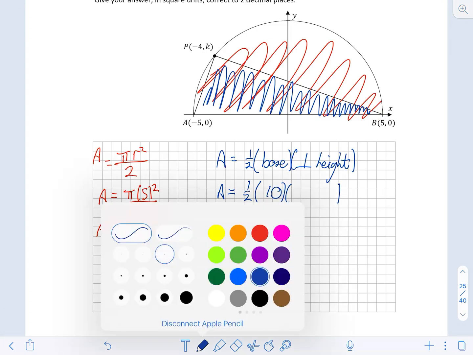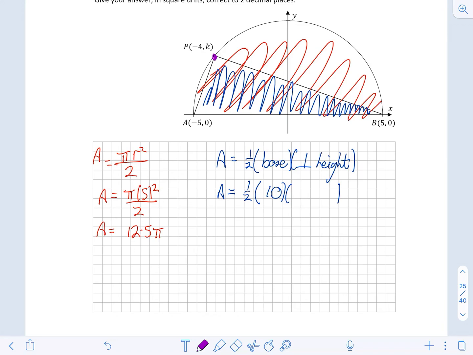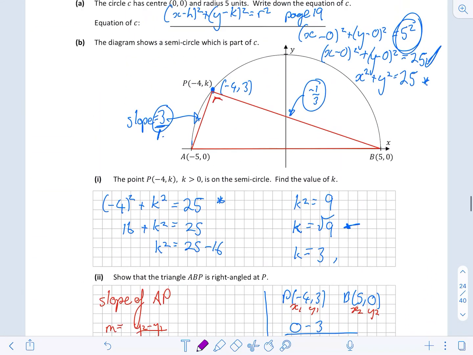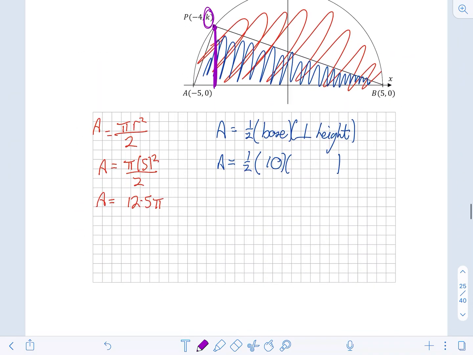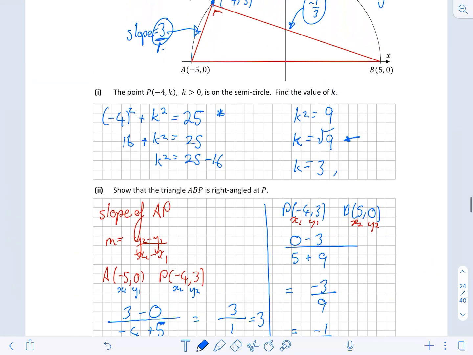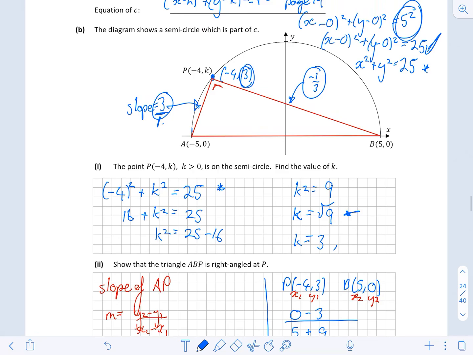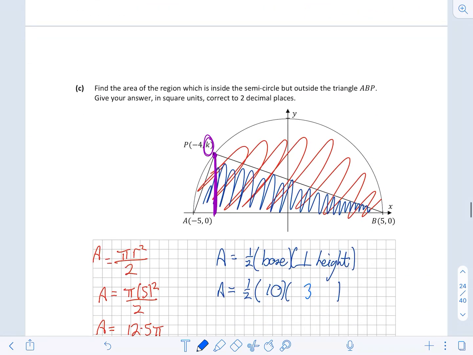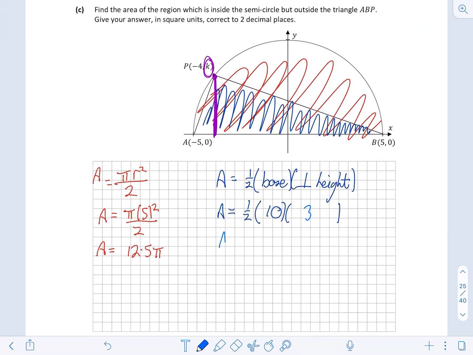And the perpendicular height, well, the perpendicular height is the distance from here all the way down to there. So that distance, that's the perpendicular height. And that corresponds to what k is. And we know that k is 3. So it's going to be 3 because we know that k is 3. So A, have I gone a different colour blue? I have. A is equal to 5 3s, which are 15.